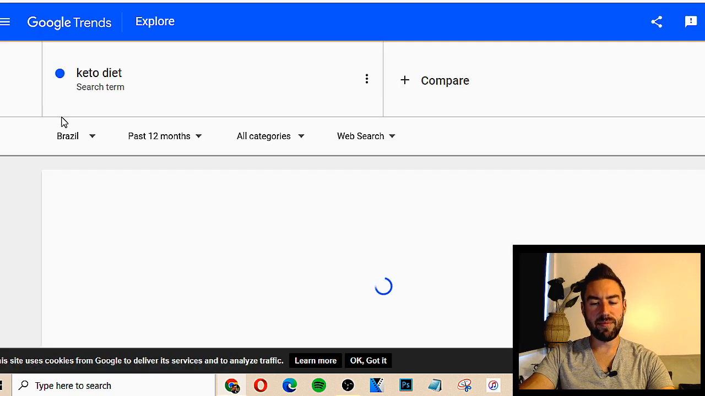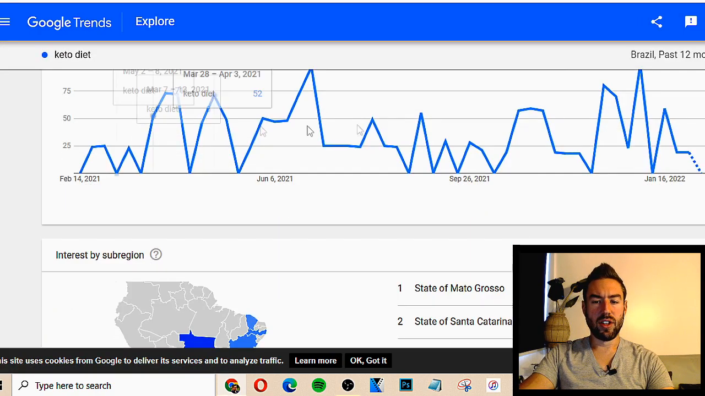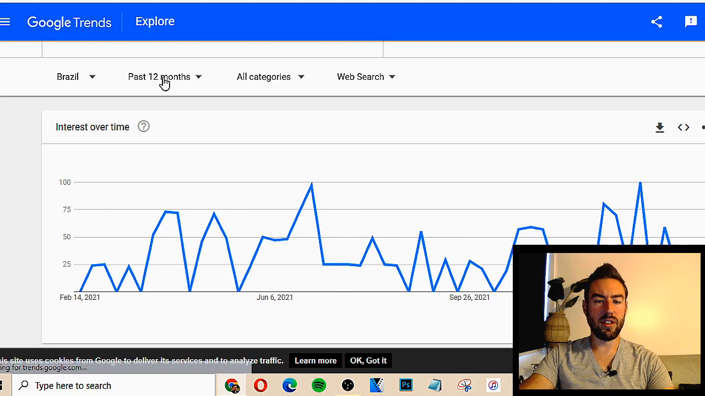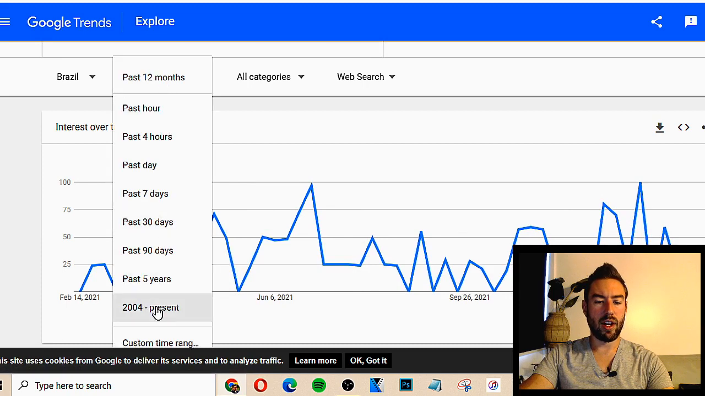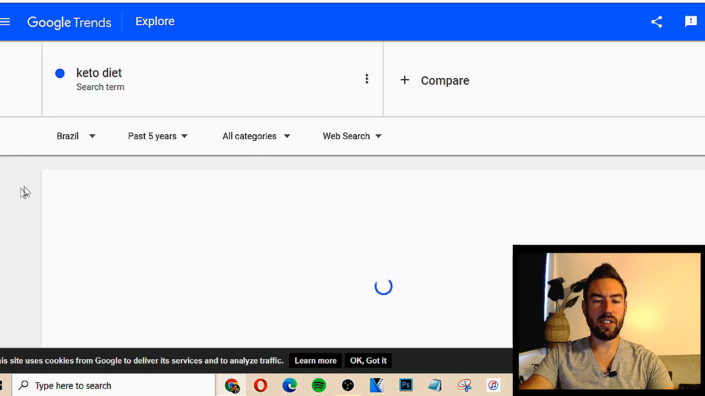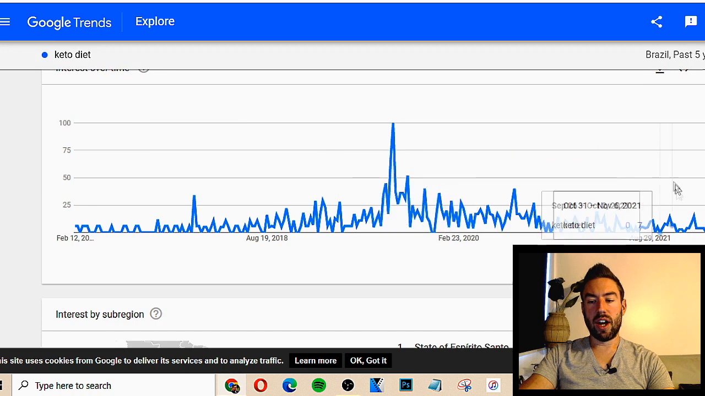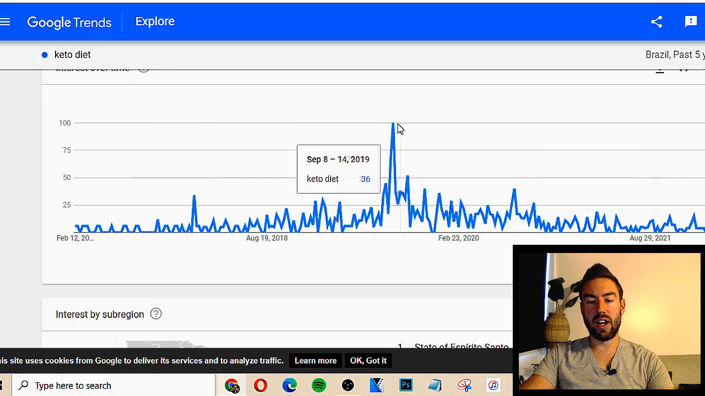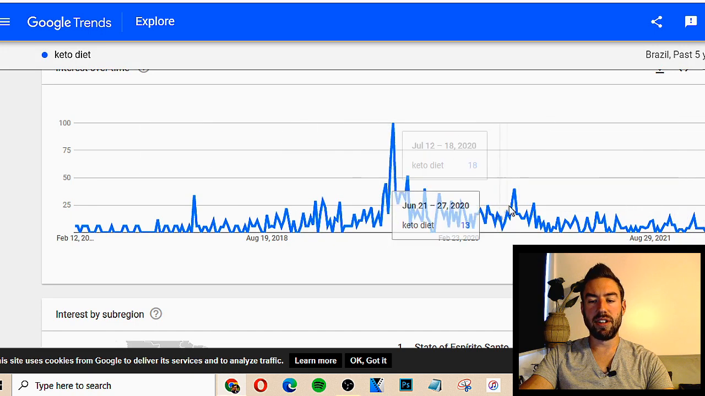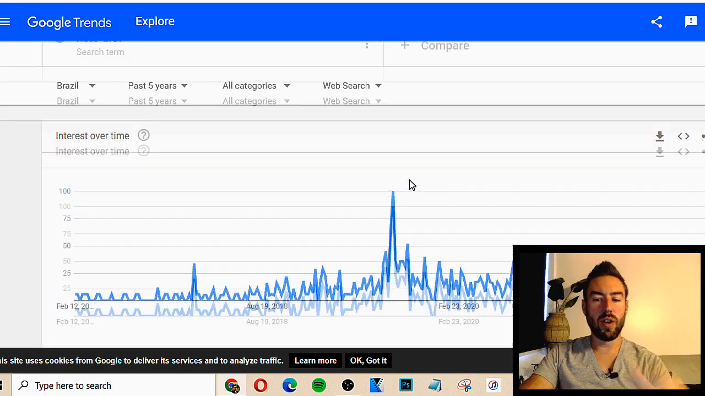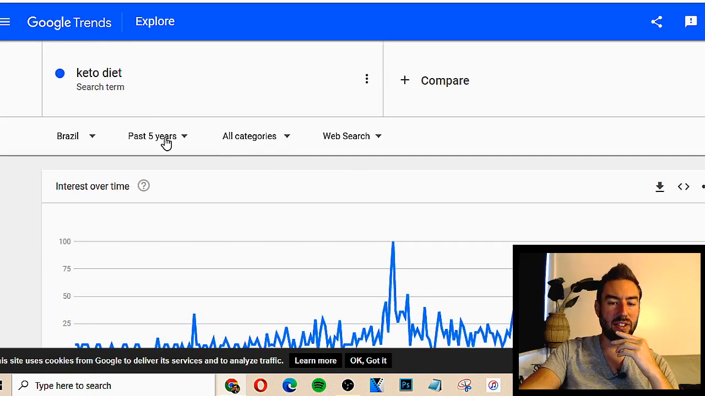Okay, I search that, and you're going to be able to see. So we want to look over time. We want to look at even past 5 years, just to see where the trend is going, okay? So you can actually see that they had a big spike here, okay? But it's not really going up, but it's not really going dramatically down, okay?